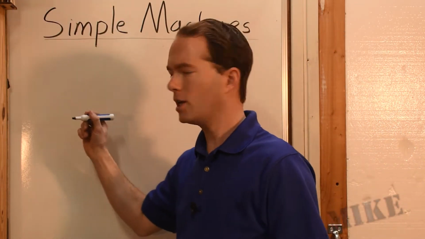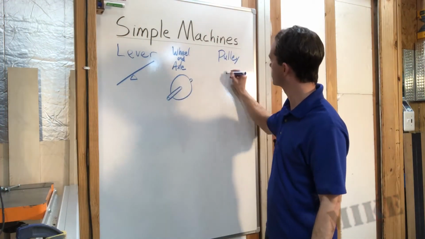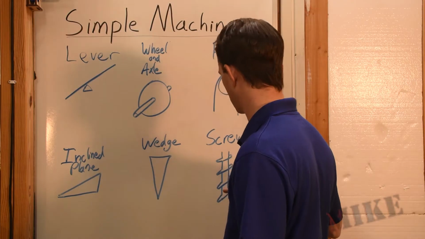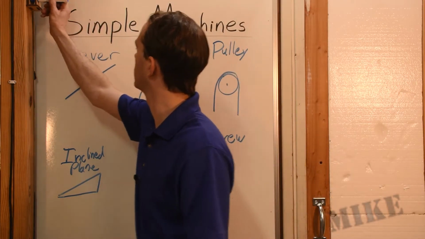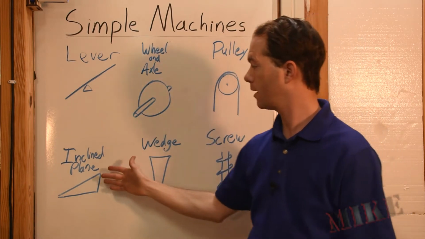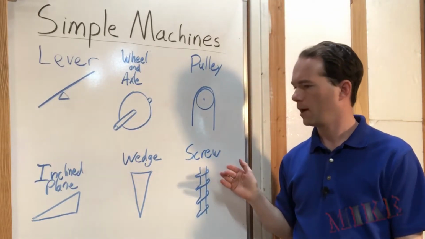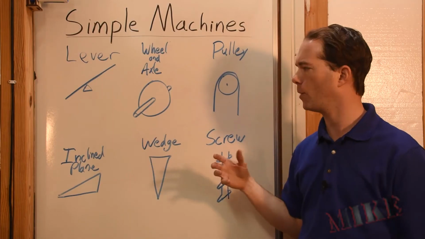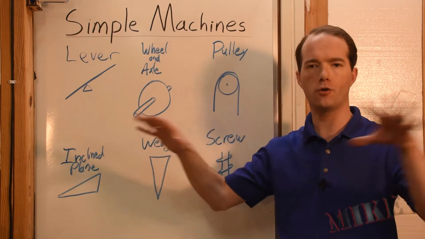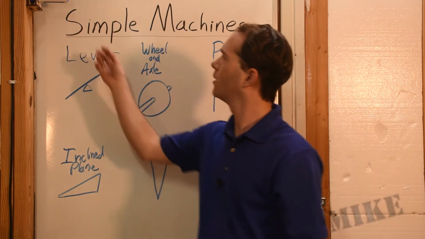Wikipedia had these machines listed. They had the lever, the wheel and axle, the pulley, the inclined plane, the wedge, and the screw. And like I said, I found this hard to believe. I know we humans are always relabeling things and chopping things up and putting them into new bins and stuff, but 6? I thought this seems a little bit excessive.